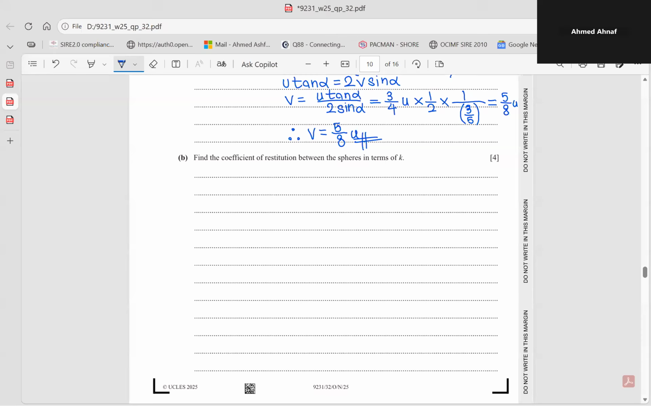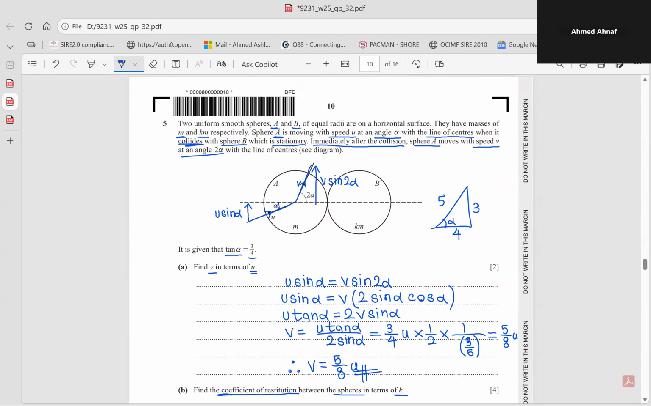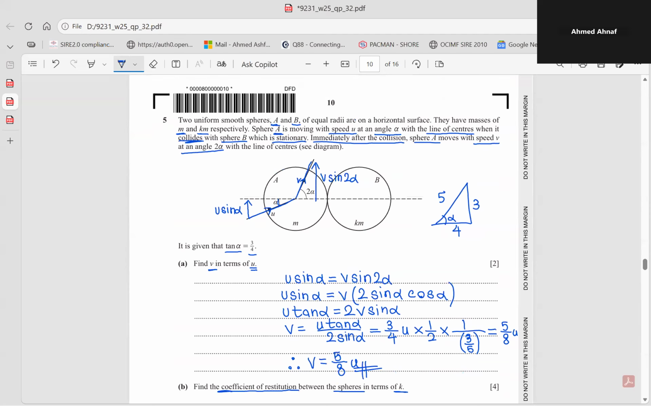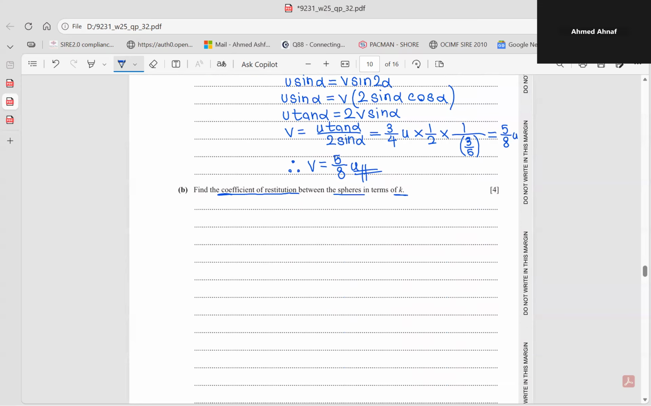Okay, so for the second part, we are told to find the coefficient of restitution between the spheres in terms of k. To find the coefficient of restitution, we have to know the final and initial speeds of both spheres. However, we don't know the final speed of sphere B. So the first thing we have to do is find that.